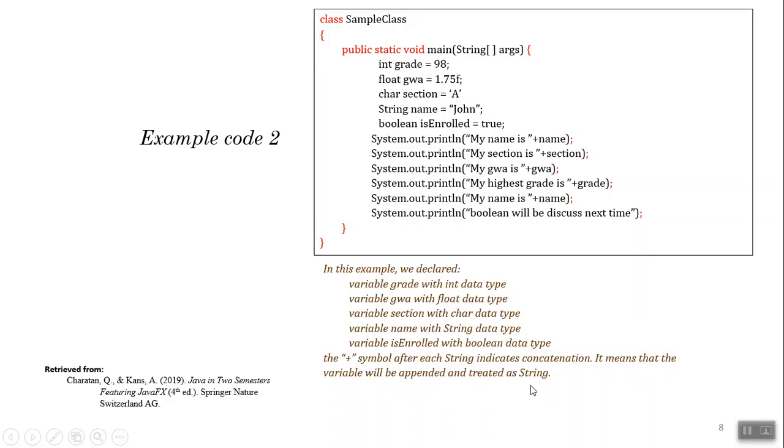So remember, if you are going to add numbers, the left-hand side and the right-hand side should be numbers. If you're going to use it as concatenation, it means one of the data, either from the left side or the right side of the plus sign, is actually a string. That's the time it becomes a concatenation.